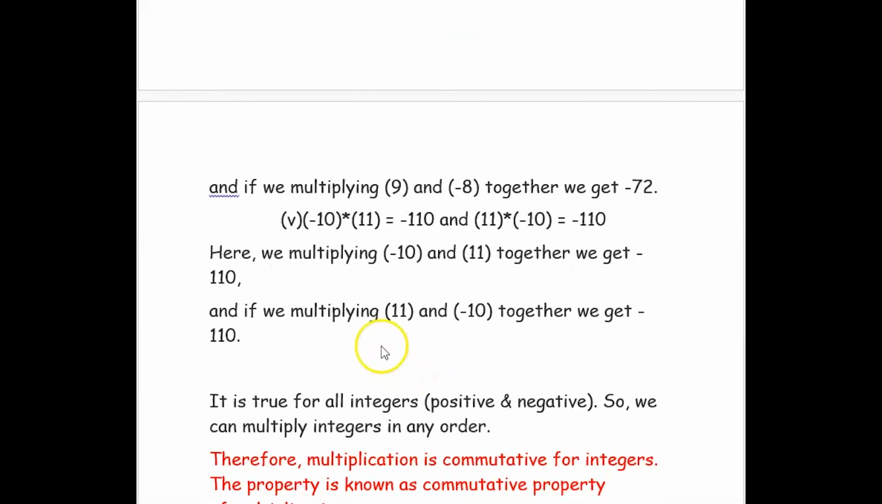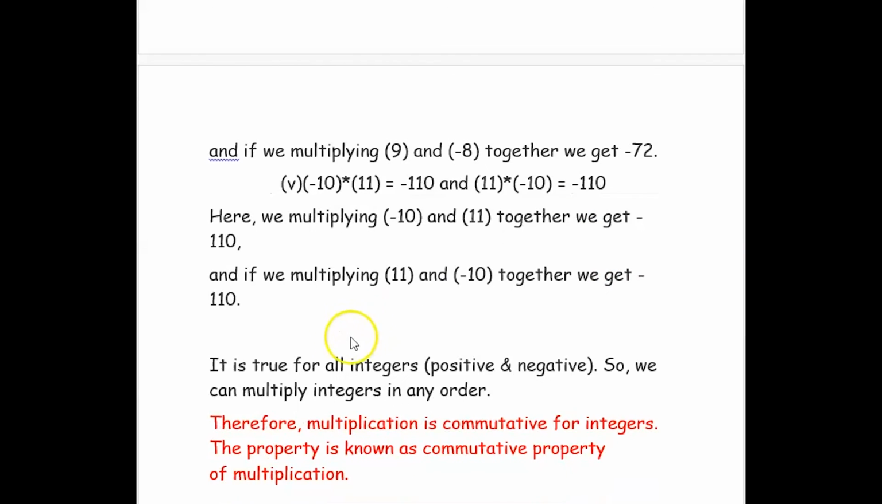Let us see one more example. It's negative 10 into 11. So that will be negative 110 because we have one positive integer and one negative integer, multiplying the integers and putting the negative sign in the front. So it is negative 110. Next is 11 into negative 10. Again we are multiplying the integers and we have to put the negative sign in the front. So it is also negative 110.